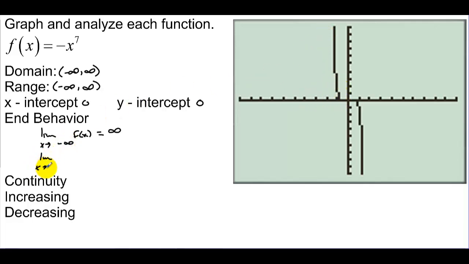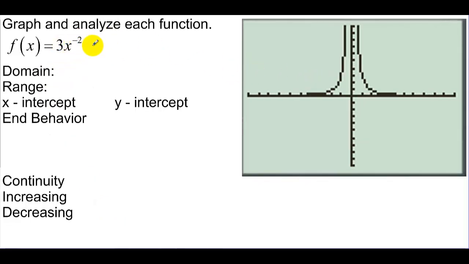And limit as x approaches infinity of f of x, as we go to the right, this function is going down. This function is continuous everywhere. This function is never increasing as we go left to right, and this function is decreasing from negative infinity to infinity as we go left to right.